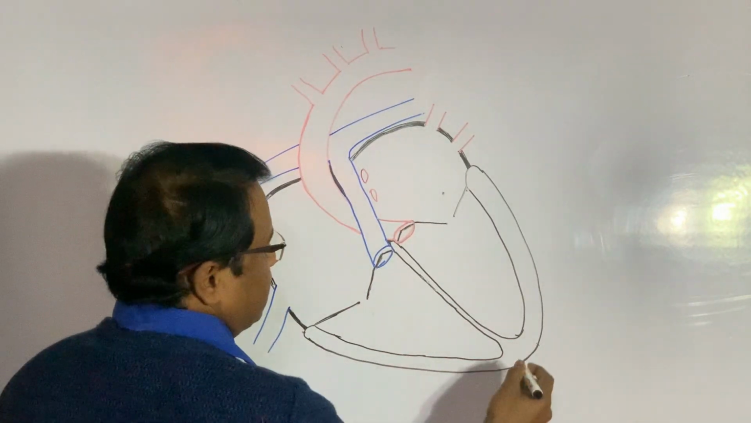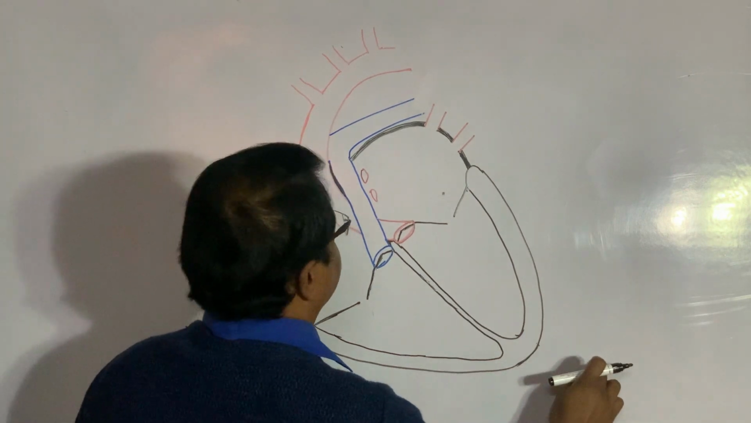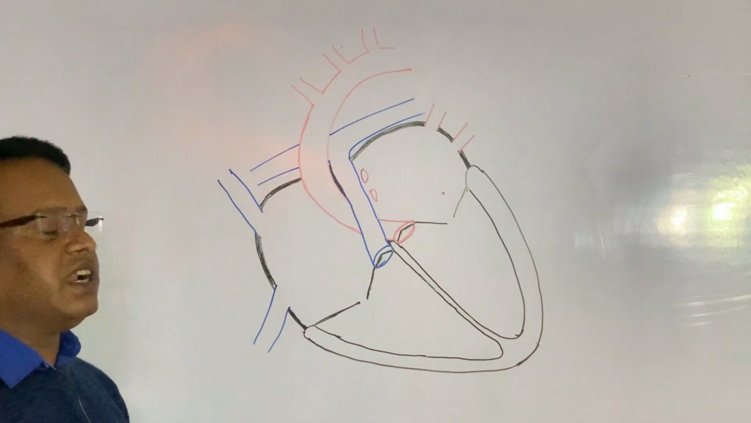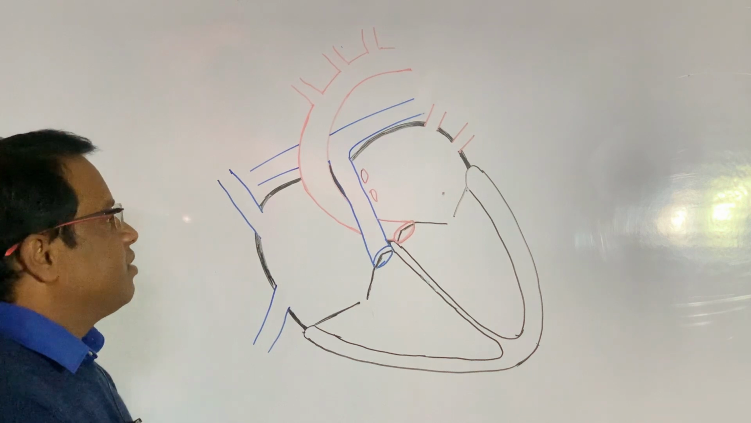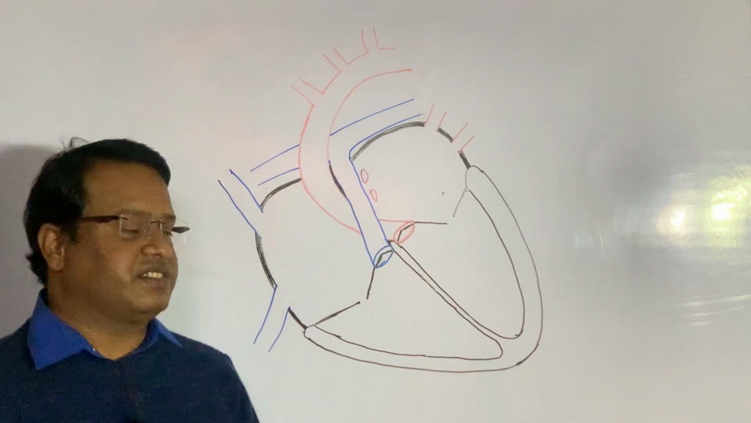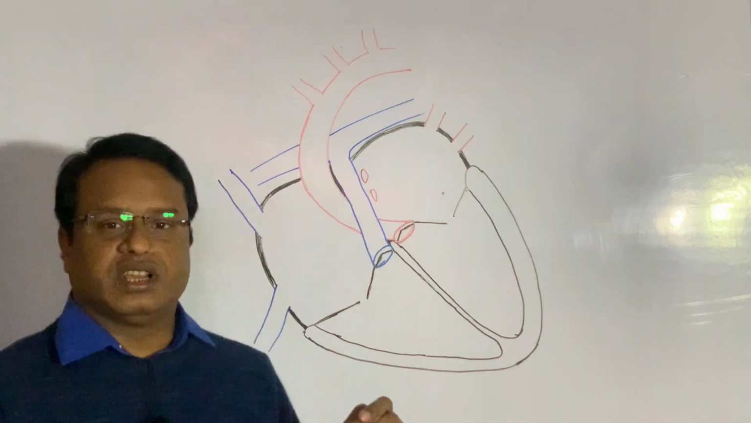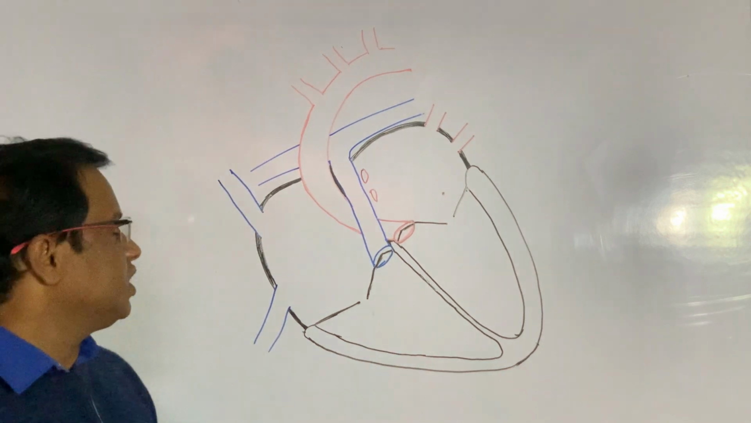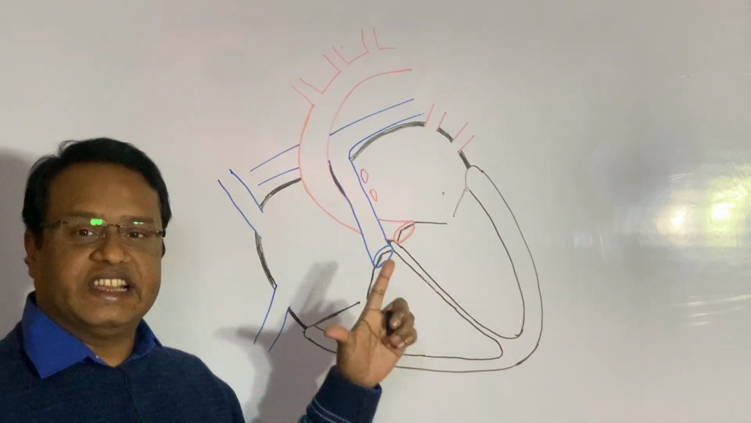The apex is mainly formed by the left ventricle, and the base, the posterior aspect of the heart, is formed mainly by the left atrium, where the four major pulmonary veins drain. Something about terminology: from the Greek word cardia we got the adjective form, cardiac.